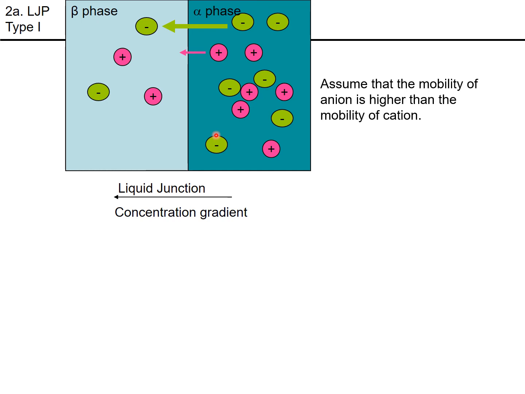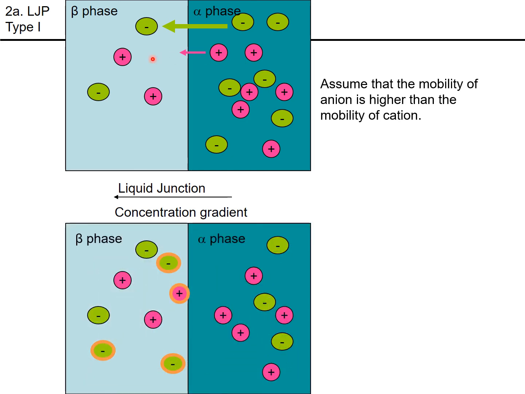Let me assume that the mobility of the anion is higher than the mobility of the cation. For example, in KOH, OH minus is moving fast. However, K plus is moving slowly. So, a larger amount of minus ions is moving to the left side. However, a smaller amount of positive ions is moving to the left side.